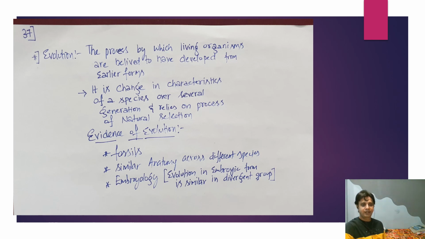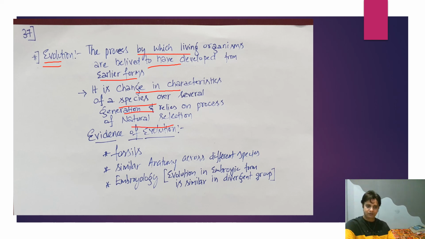37th question, they're asking about evolution. They've asked us to define evolution. So we can say that it is a process by which living organisms are believed to have developed from an earlier form. It is the change in characteristics of a species over several generations that relies on the process of natural selection or continental drift.